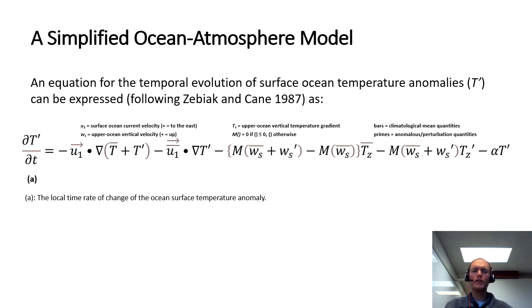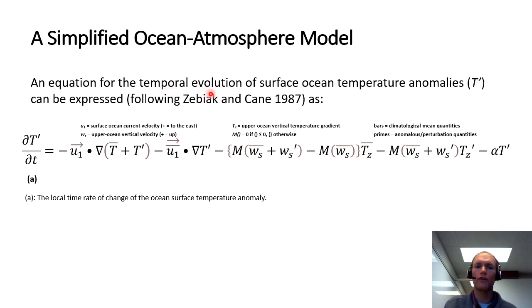So from here, we want to wrap up by looking at a simplified ocean atmosphere model. And this specifically is an equation. So really, we can call any equation a model, but we'll view this in the context of a model here that describes how surface ocean temperature anomalies evolve in time. So we're going to refer to these surface ocean temperature anomalies as T prime, T for temperature and prime for an anomaly or a departure from average.